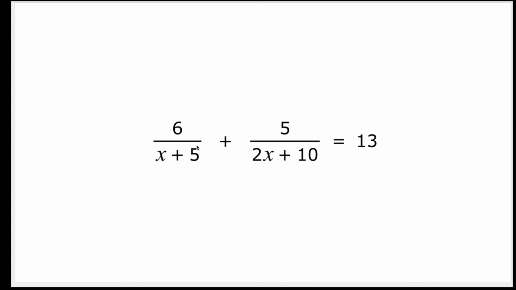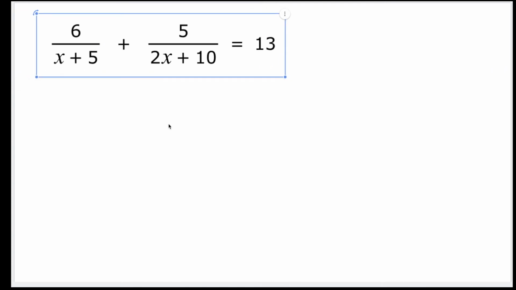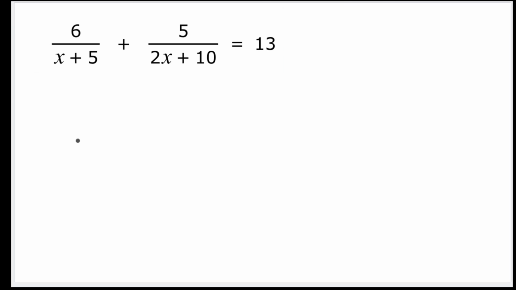Okay, now this one, the denominator has an x in it, and one is a multiple of the other. You can see that x plus 5, if you multiply x by 2 and 5 by 2, you get 2x plus 10. So what we could do here is multiply everything by 2x plus 10. That way we only have to do that multiplication once.